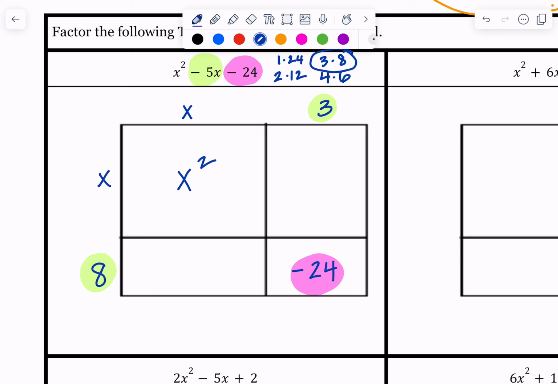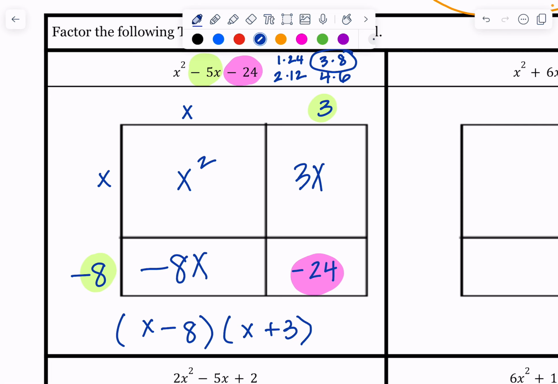So when I multiply 3 times x for this area here, we're going to get 3x. And when I multiply 8 times x for our area here, we're going to get 8x. And since we need a negative 5x and a negative 24, we need the 8 to be negative to give us what we want. So the factored form of x squared minus 5x minus 24 would be x minus 8 and x plus 3. And you could switch these whole parentheses, it doesn't matter.